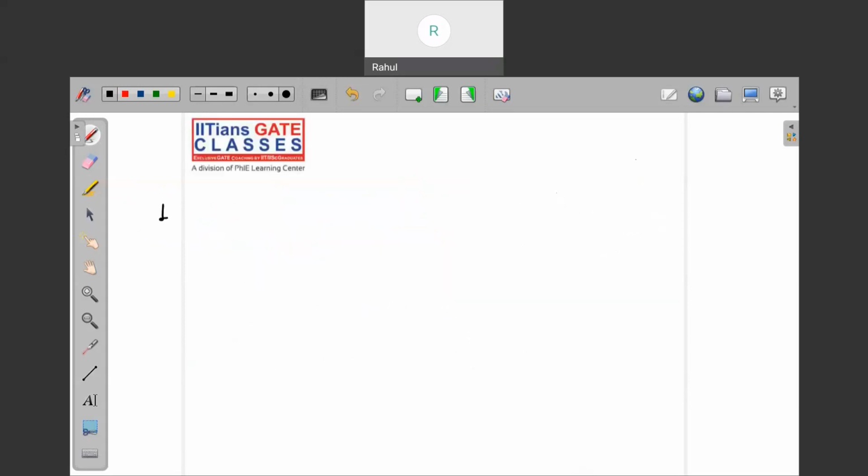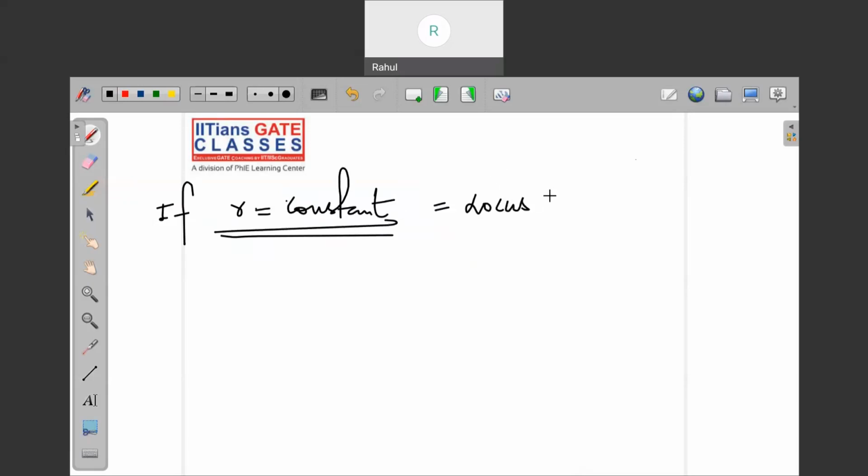If r is equal to constant, what kind of locus are you going to get? The locus you will get here is a sphere whose center is at the origin.